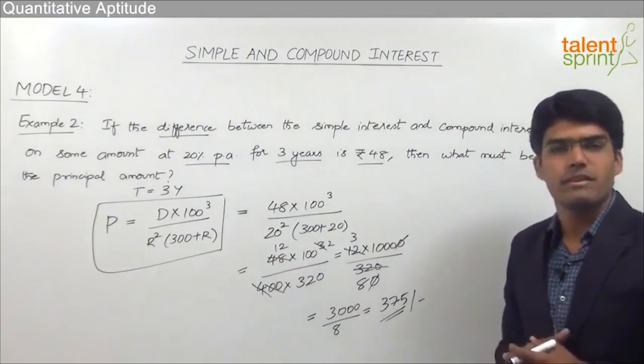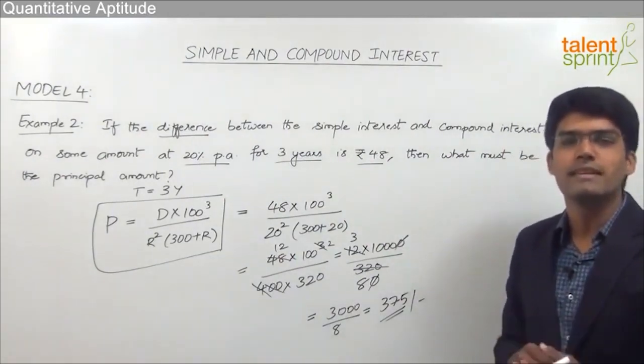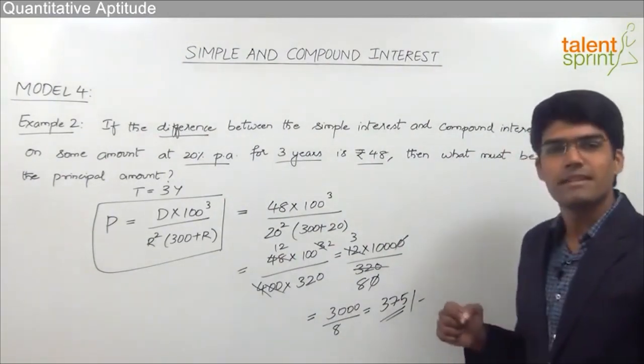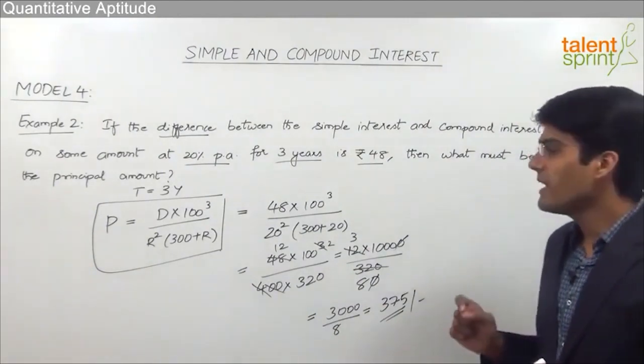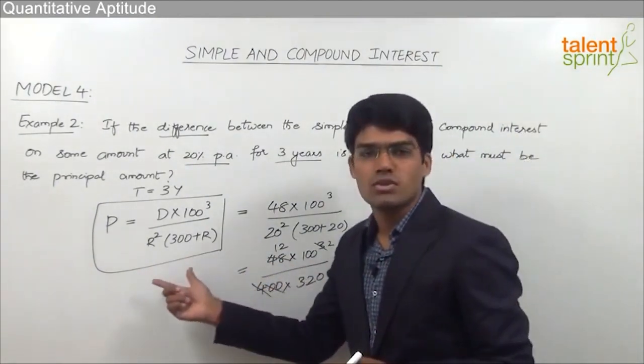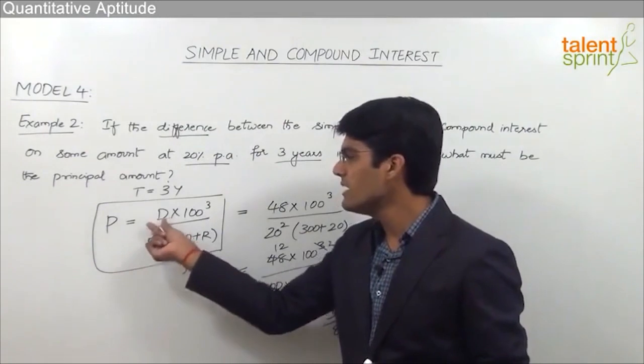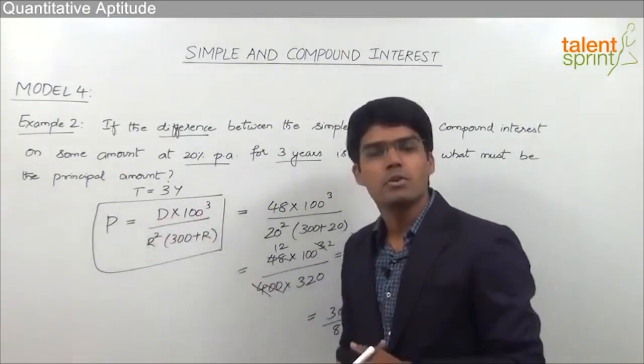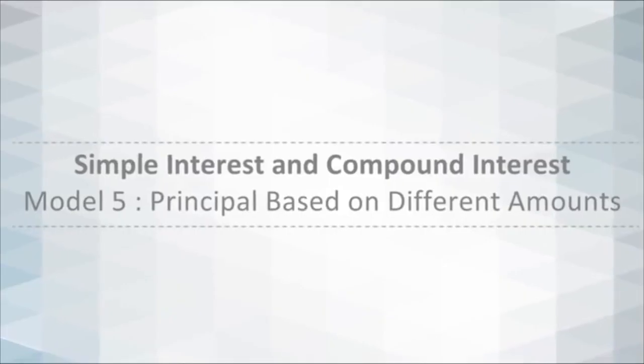Friends, solving this question with the help of percentages would become a little tedious. Why? Because we need to consider the difference for 3 years. So the best way to solve this question is to use the shortcut formula, that is P equals D into 100 cube divided by R squared into 300 plus R.